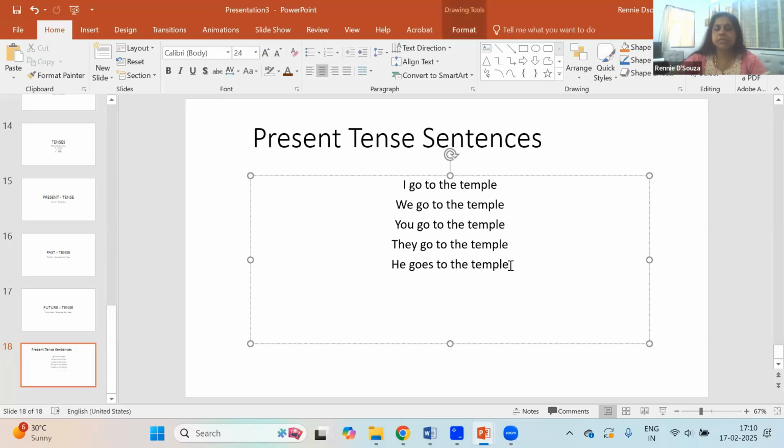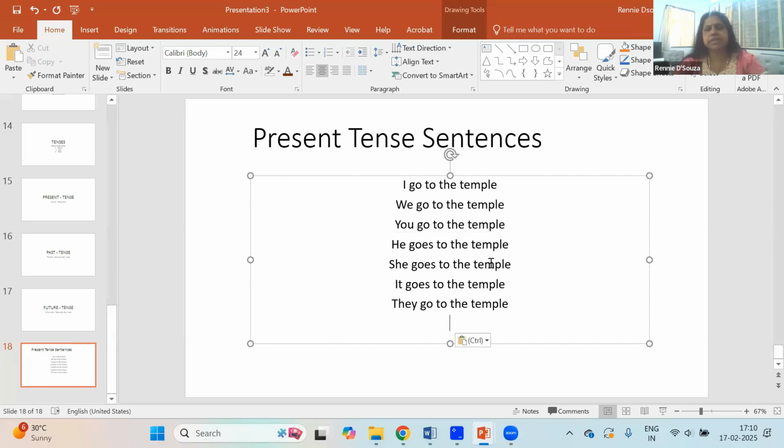Goes. We cannot say he go to the temple, she go to the temple, or it go to the temple, right? We can say I go to the temple, we go to the temple, you go to the temple, they go to the temple. But when it comes to he, she and it, we should add goes to the temple. Goes. Alright.